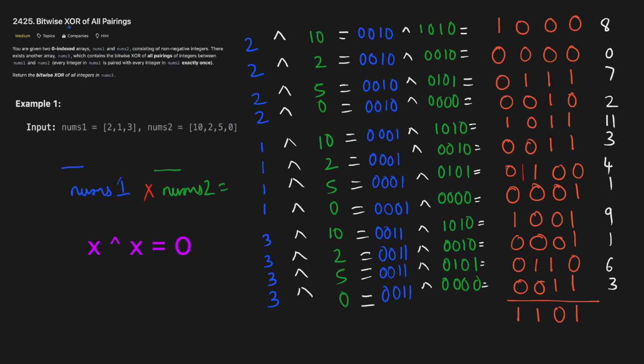The reason this holds true is that at a bit level, XORing a number with itself cancels out all the set bits, resulting in 0. Therefore, if a number appears an even number of times, it will cancel out. However, if a number appears an odd number of times, it remains in the final result.